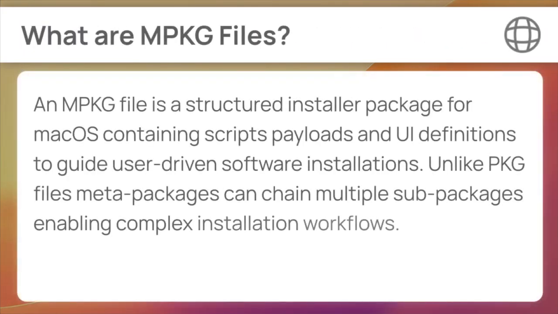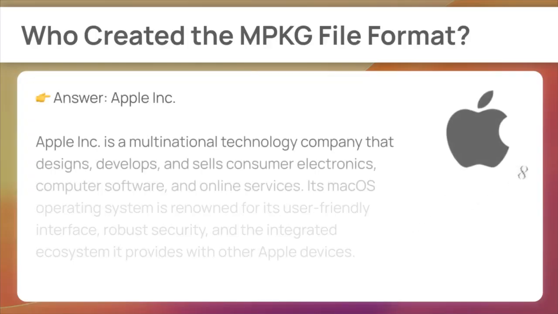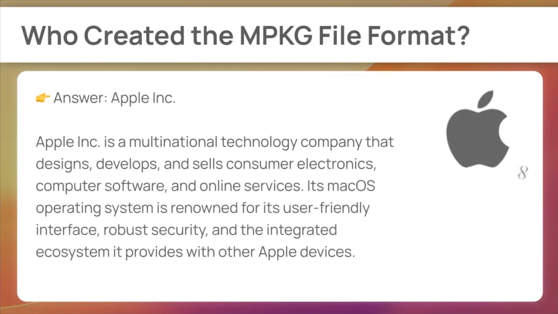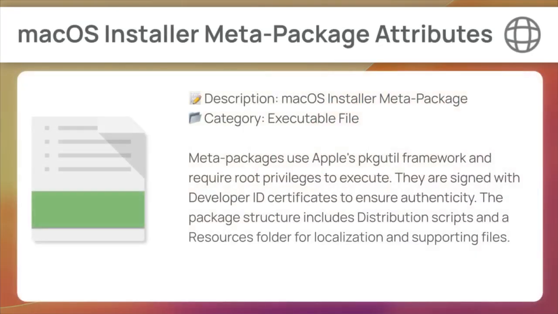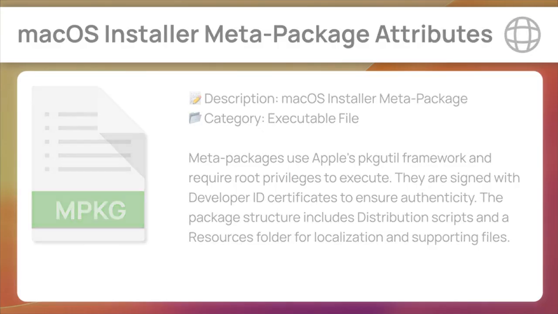An MPKG file is a structured installer package for macOS containing scripts, payloads, and UI definitions to guide user-driven software installations. Unlike PKG files, meta packages contain multiple subpackages, enabling complex installation workflows. Meta packages use Apple's pkgutil framework and require root privileges to execute. They are signed with developer ID certificates to ensure authenticity. The package structure includes distribution scripts and a resources folder for localization and supporting files.